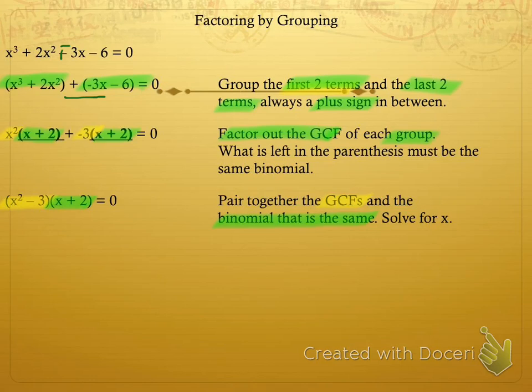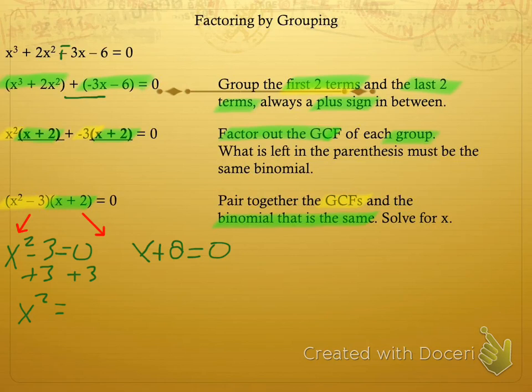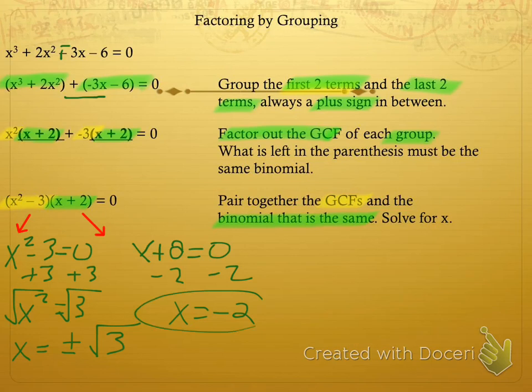And then last thing is I have to solve for x. So here I get x squared minus 3 is equal to 0. Other one is x plus 2 is equal to 0. Add 3. So x is equal to plus or minus the square root of 3. And here I have x is equal to negative 2. These are my three different solutions.